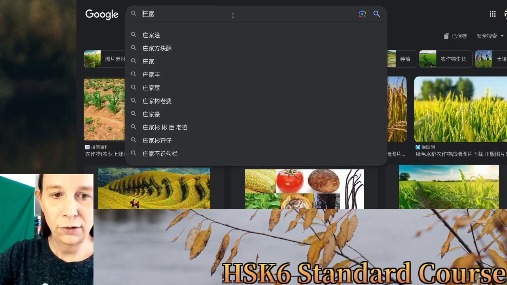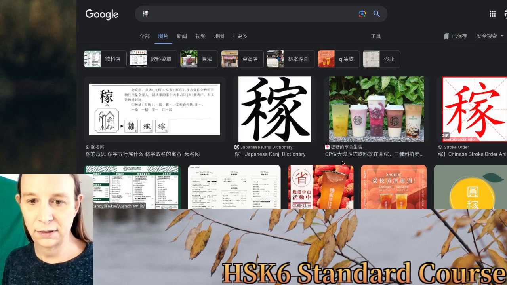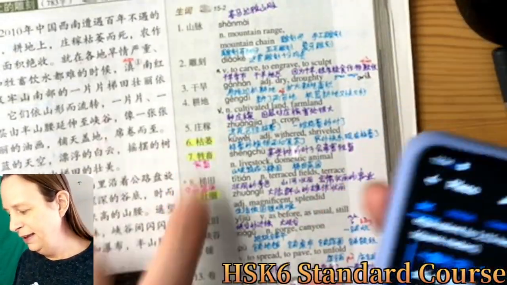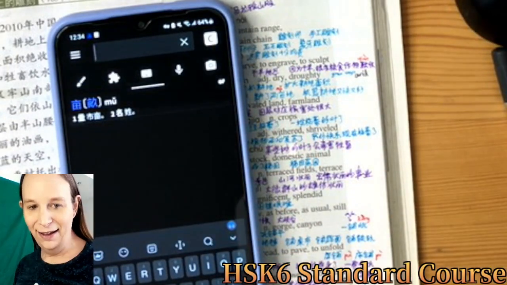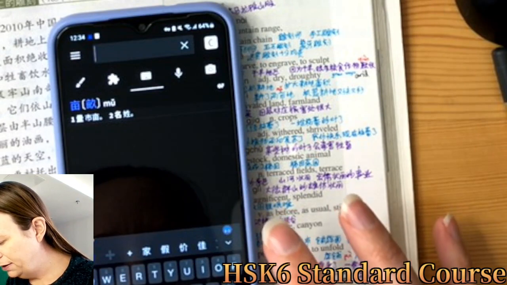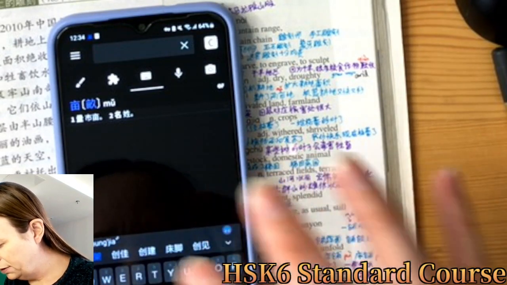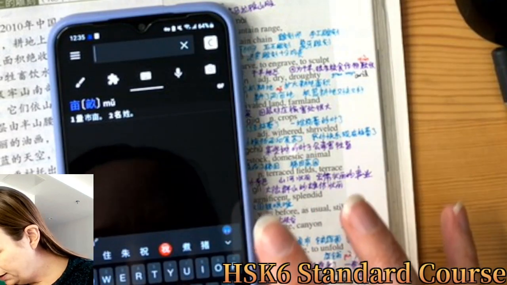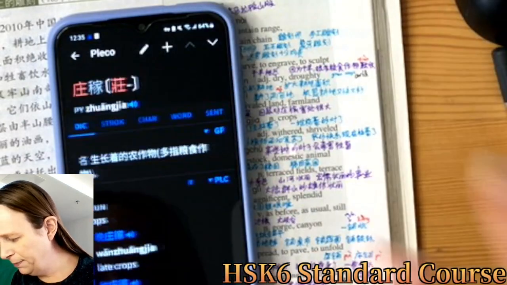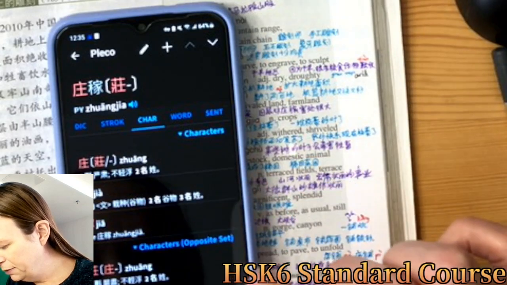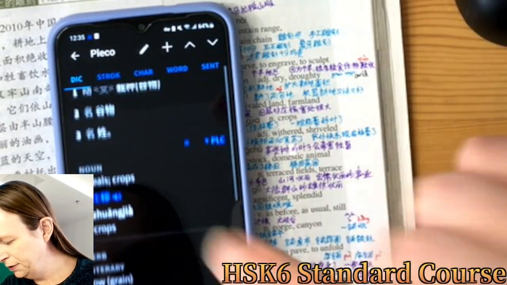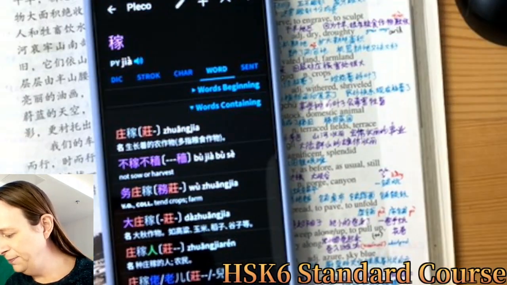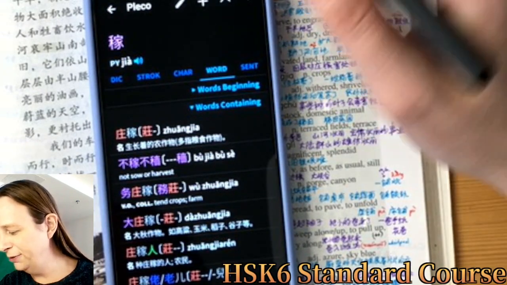All right, so 庄稼. What is this 稼? Let's look it up on Pleco actually. Why, like, the right-hand side is 家, 家庭的那个家. 庄稼. All right. 谷物. All right, let's see what we got here. Okay, so it seems like an almost single-use character.